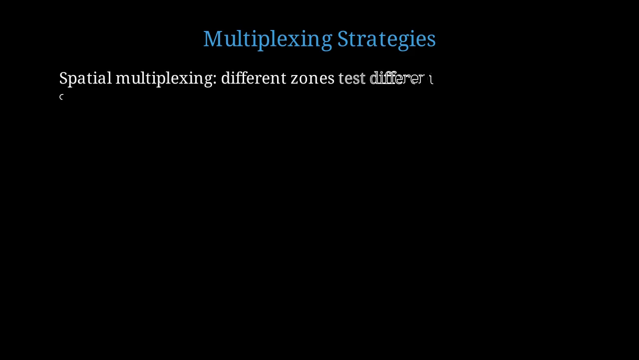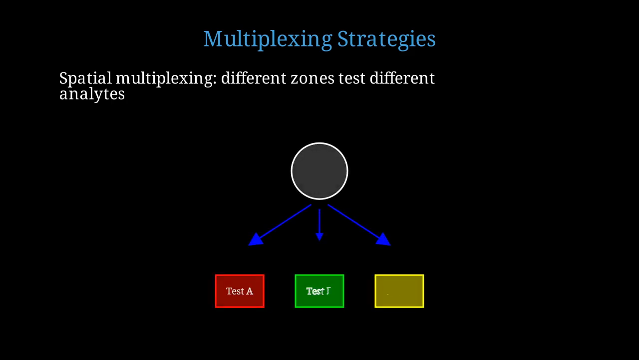Now, let's explore multiplexing: how to test for multiple things simultaneously. Spatial multiplexing places different capture reagents in separate zones. Sample flows past each zone sequentially or in parallel paths. Here's a multiplex design. Sample from the center inlet flows down 3 separate channels to 3 detection zones. Each zone contains different reagents for detecting different analytes.